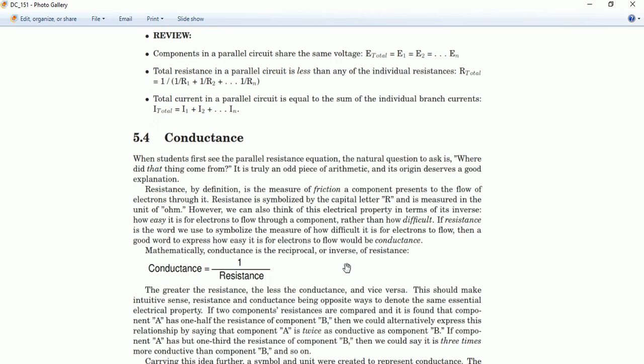Conductance is defined as 1 over resistance. Its utilization is that if we have more than two parallel resistances, we can convert the resistances into conductances and then add them up. So a complex parallel circuit can easily be solved using the conductance strategy, but in that case Ohm's law, V is equal to IR, becomes V is equal to I over G.